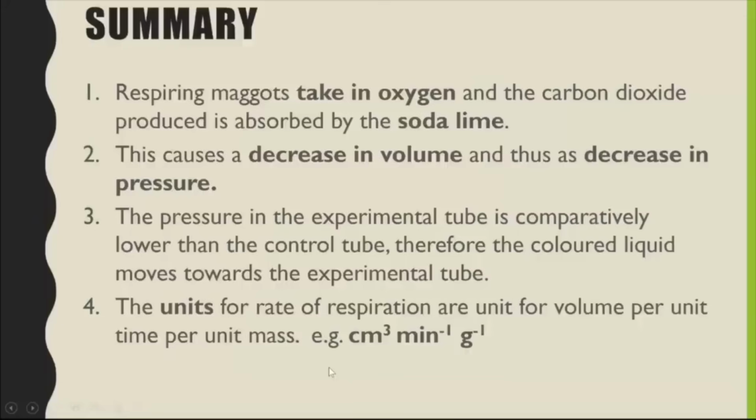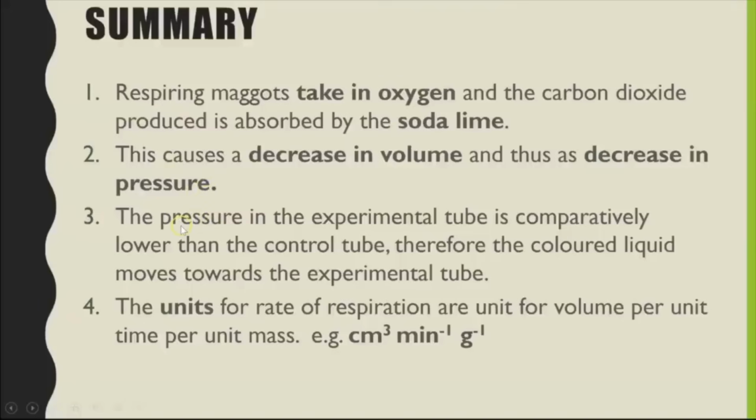So that is our respirometers, one of the ways to measure the rate of respiration. So just some of the key points to remember. The respiring maggots are taking in that oxygen for respiration. The carbon dioxide which is produced is equal to the volume of oxygen taken in, but it's absorbed by the soda lime. That then causes a decrease in volume of the gases, and therefore a decrease in pressure of the gases in the experimental tube.